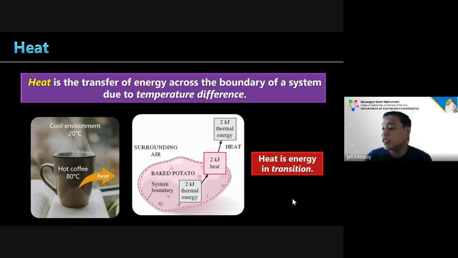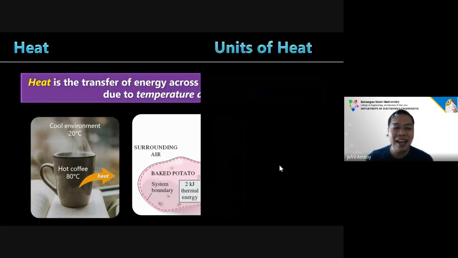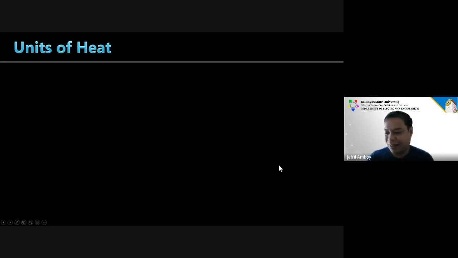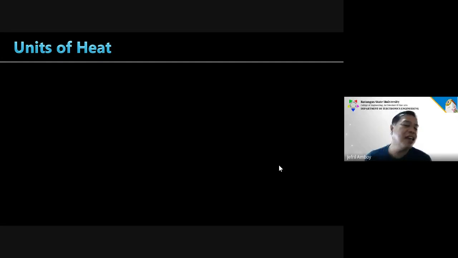So ngayon, sana ay gamitin nyo na ang word na heat properly. Kasi alam nyo na kung ano ang ibig sabihin ng heat. Okay? Now, again, I'd like you to define heat. Ulitin natin. Ano nga yung heat? Heat is the transfer of energy across the boundary of a system due to temperature difference. Yes, exactly. Due to temperature difference.